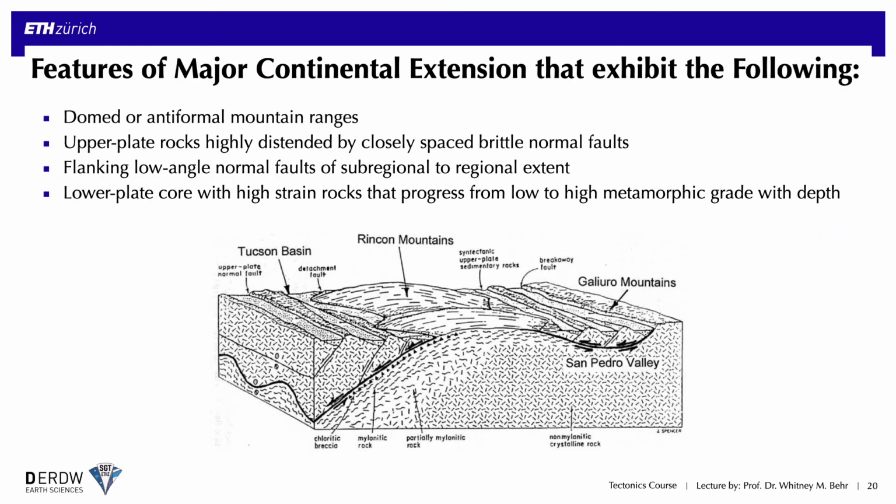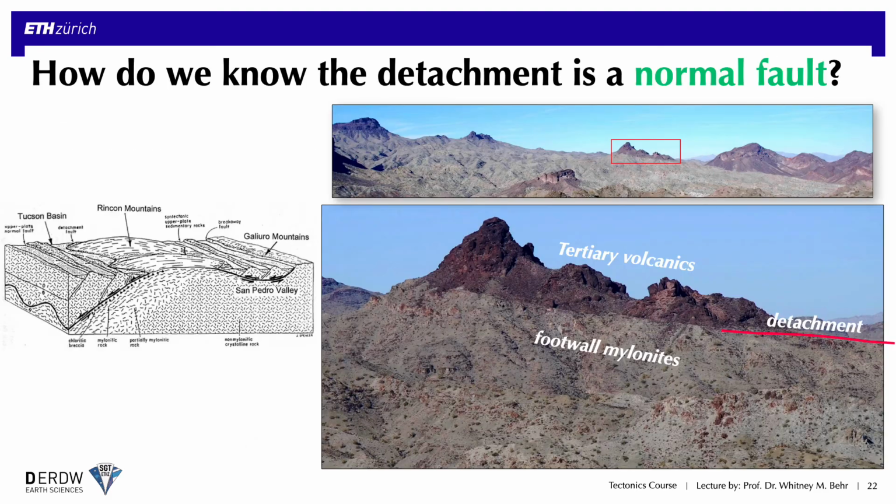So that's a summary of the key geologic ingredients that form metamorphic core complexes. Hopefully I've convinced you of their origin as essentially tectonic or deformational features. But one of the things I haven't discussed is how we actually know that these are normal faults in particular, as opposed to thrust faults or strike-slip faults, for example.